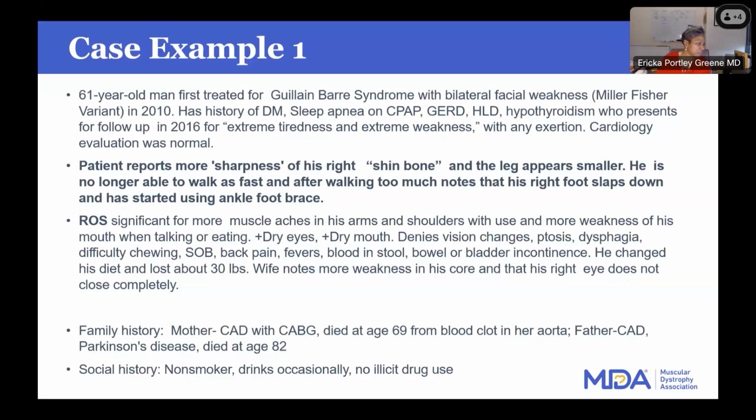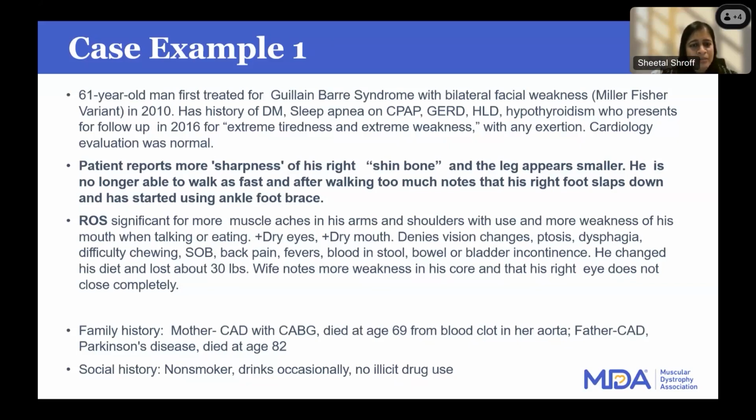So I'm going to open it up to Dr. Shroff. And Dr. Shroff, what are your thoughts here in someone who's been followed after recovery with some weakness? So yes, I do think, to me, the history of Guillain-Barré is important. It did result in facial weakness, so I'm going to keep that in mind. But he had a complete recovery.